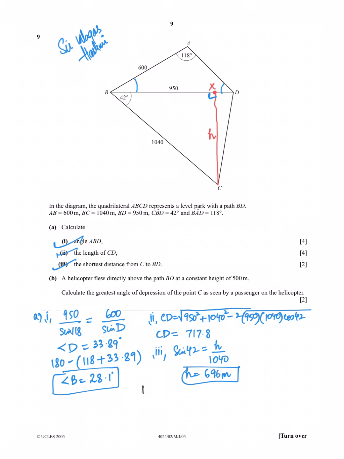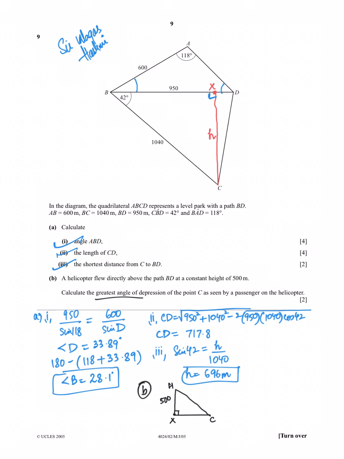And now in part B, it says that a helicopter flew directly above the path BD at a constant height of 500. Calculate the greatest angle of depression of the point C as seen by the passenger. Greatest means that now we need to use the shortest distance which we found in part C. Alright, so let's suppose that you have a point X, and exactly above the point X you have a helicopter, right? And the height of the helicopter is given, it's 500. And from X we have a point C which makes an angle of 90 degrees. So that is your diagram for part B.